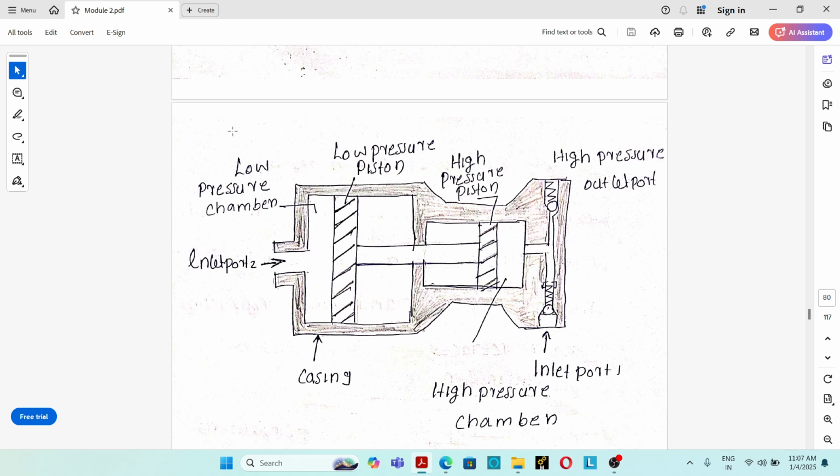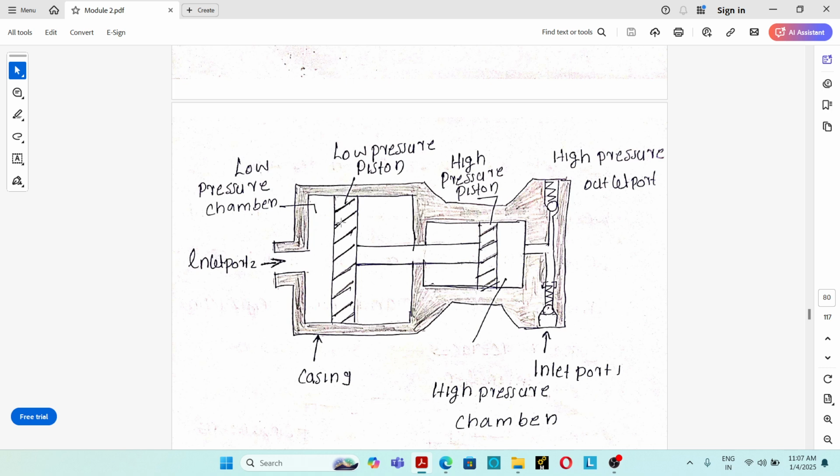So this is a schematic diagram of a single acting pressure intensifier, which consists of two chambers, a low pressure chamber and a high pressure chamber. See, on the left side, this is the low pressure chamber with a large area, and this is the high pressure chamber with a small area. Here the hydraulic oil will be coming through and filling this low pressure chamber. So this is the high pressure chamber.